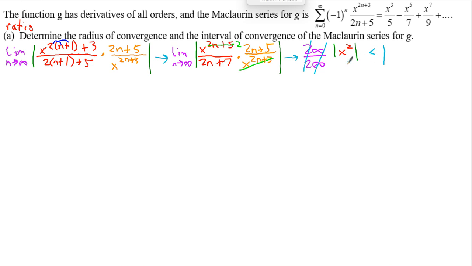But this is a special case because it's not a linear one like they usually are. So just think, if you square something, that's never going to be negative. So in this case, the absolute value has no effect on this. So it's as if it isn't even there.